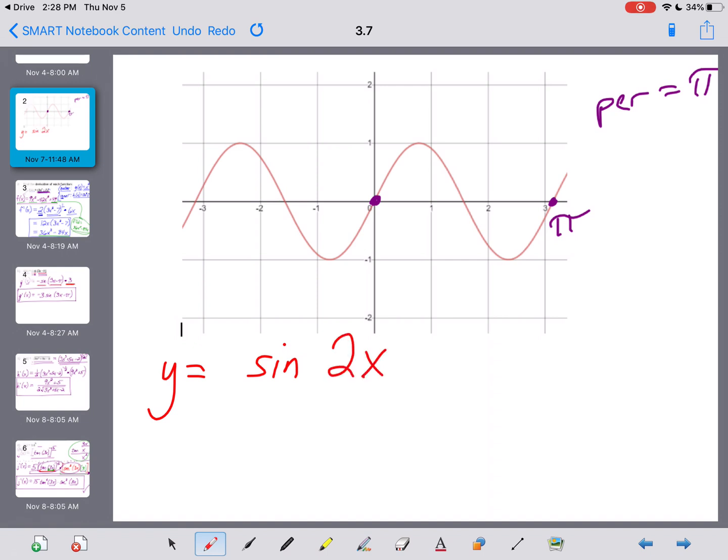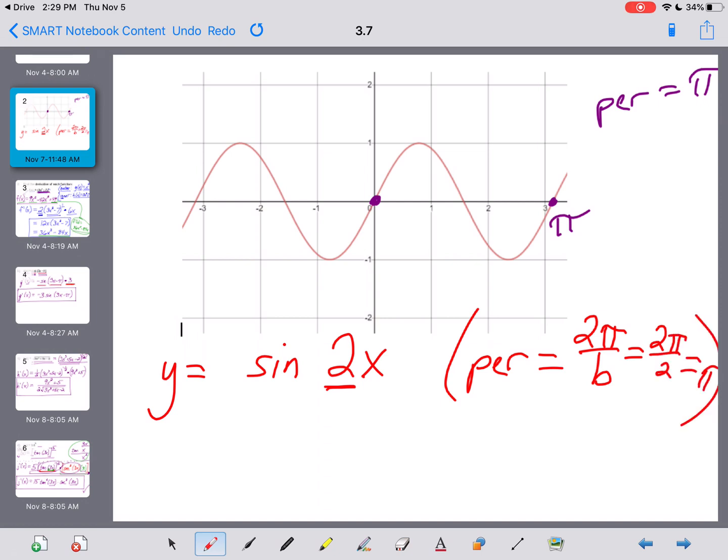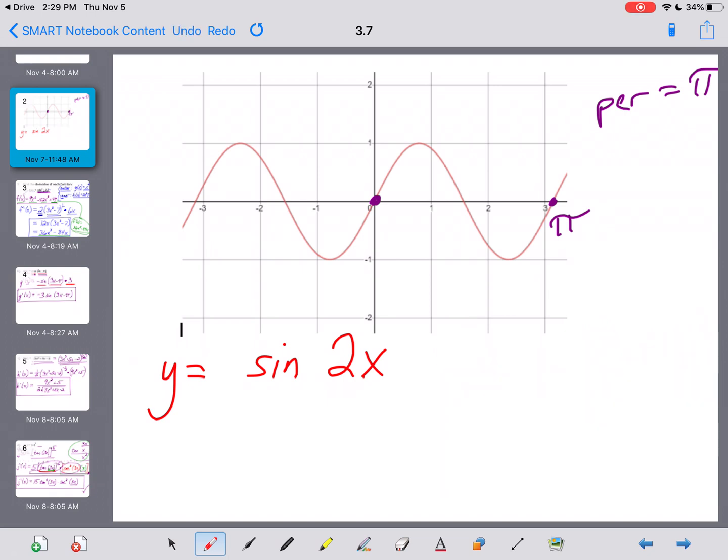And if you guys remember your period, I don't need to write this down now, but your period for a sine wave was going to be the normal period, 2 pi, divided by b. That number right there is your b value. So in this case, that ends up being 2 pi over 2, which just equals pi, and that matches what we saw from the graph.